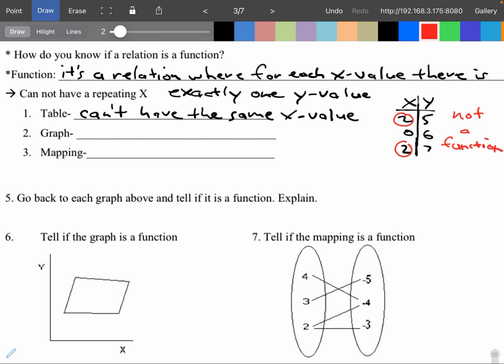Hopefully you guys can read that. It says not a function. Again, I need it quiet, guys, okay? All right, on a graph.